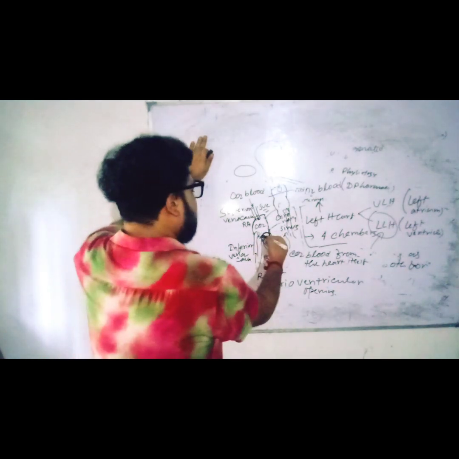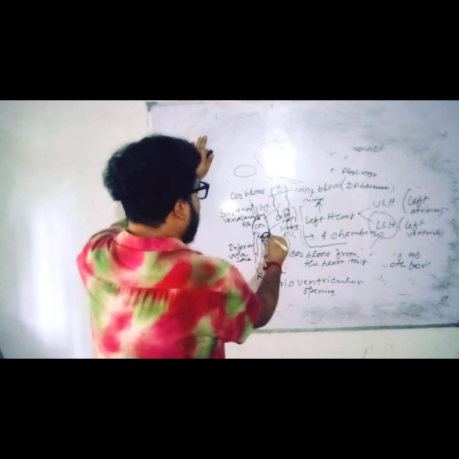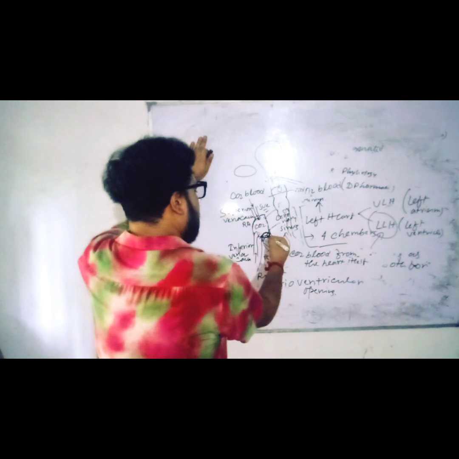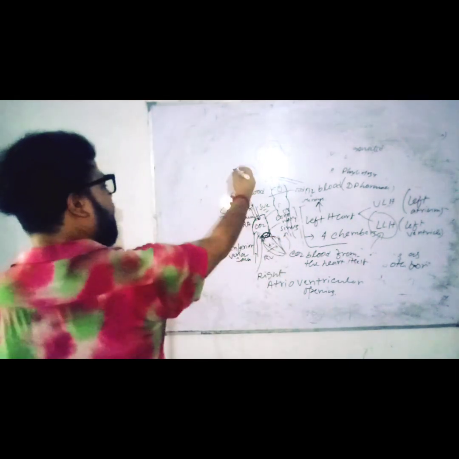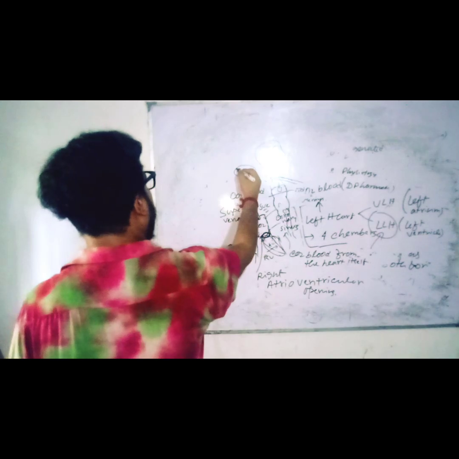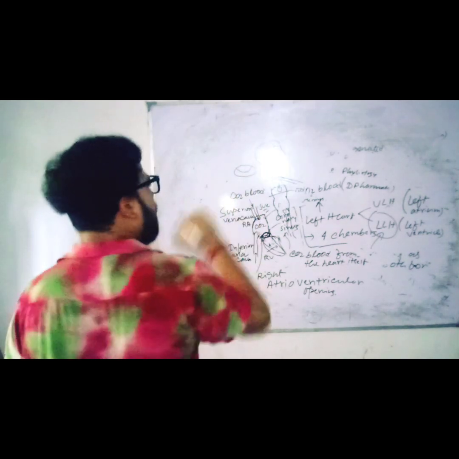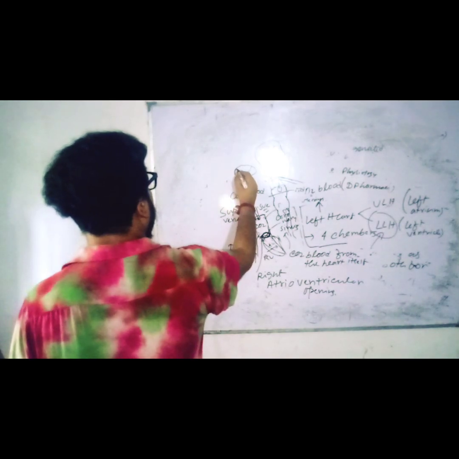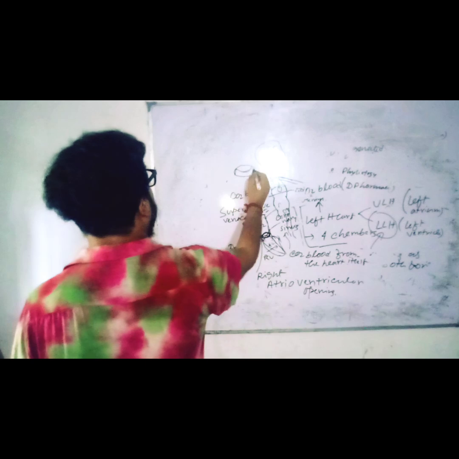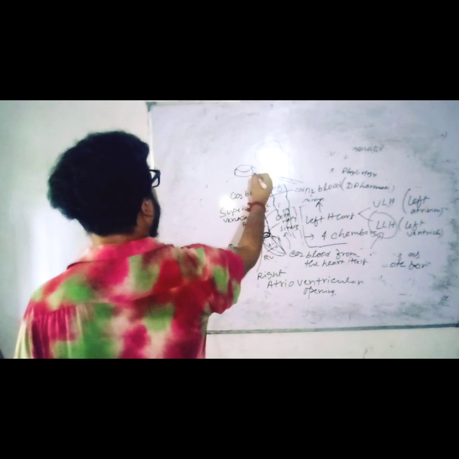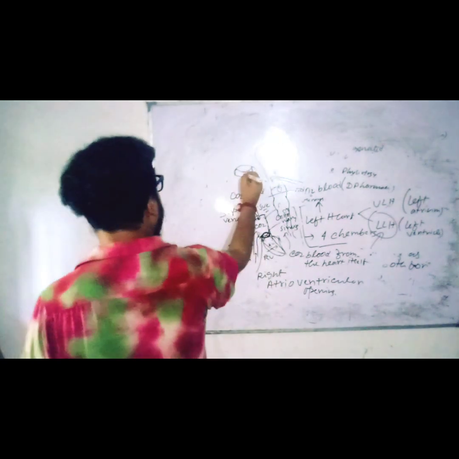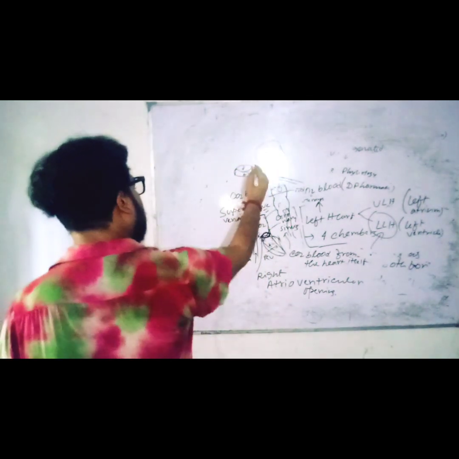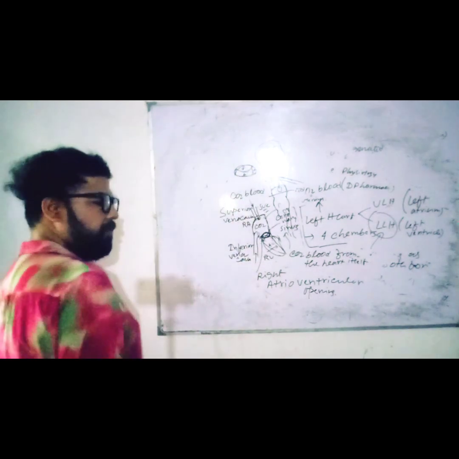This opening is guarded by a valve. Suppose this is the opening. This is the posterior leaflet of the valve, this is the anterior leaflet of the valve, and this is the middle leaflet or medial leaflet of the valve. So how many leaflets are there? Anterior, posterior, and medial. So there are three leaflets of a valve.